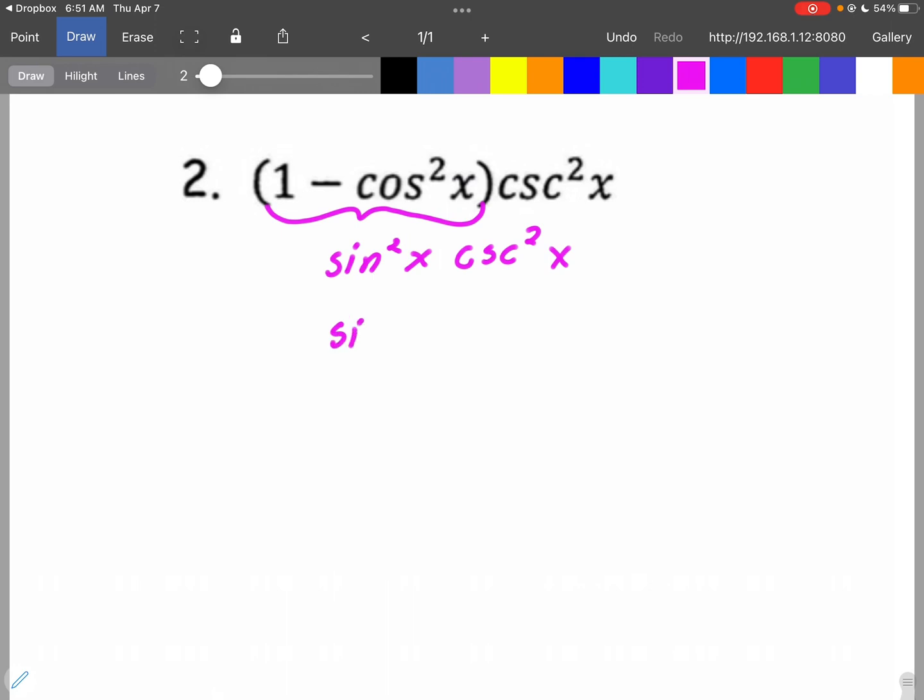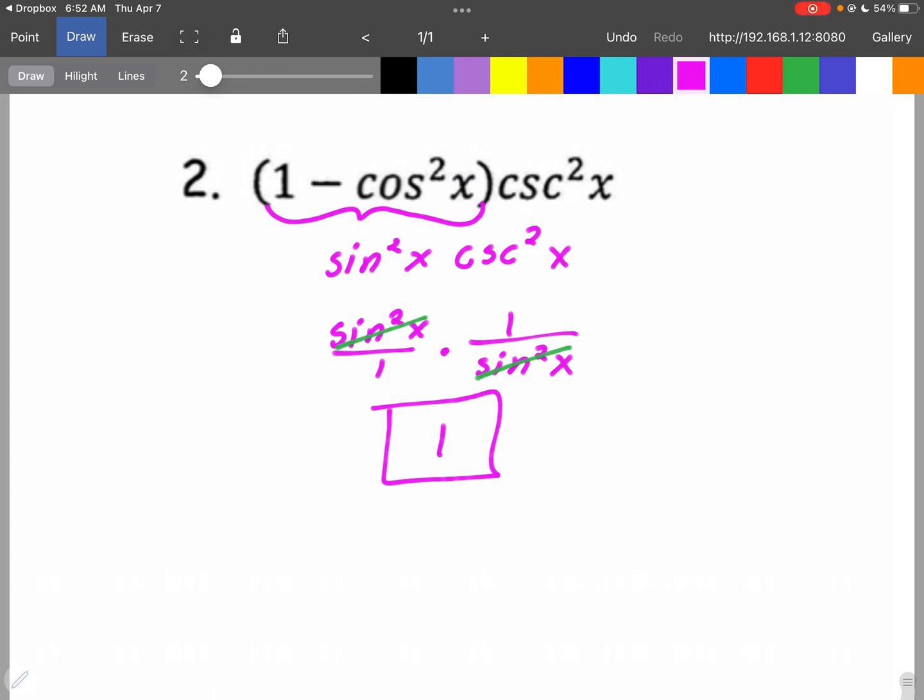So that gives us sine squared x over 1 times cosecant squared x, which is the same thing as 1 over sine squared x. And so then since those fractions are multiplied, I can cancel the sine squared x on top and bottom, and then that simply leaves me with 1. And I don't get much simpler than that. So that one is done.